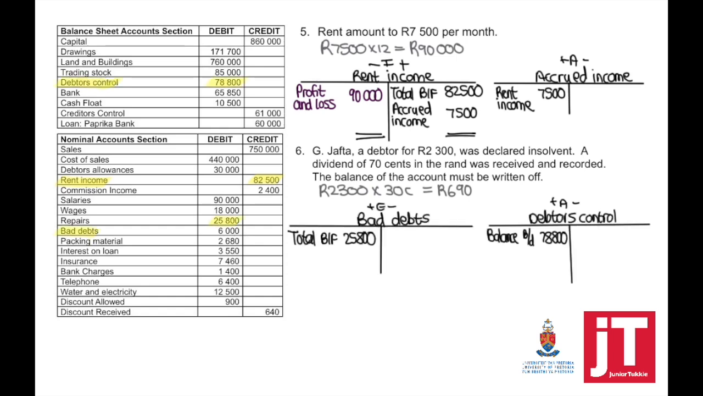Bad debts is an expense, which means the total brought forward will appear on the debit side. Debtors control is an asset, which means the balance brought down is on the debit side. Bad debts is going to be debited because our expense is going to increase with 690, account credited debtors control. At the end of the accounting period, all income and expenses are closed off, which means that bad debts, which is an expense, will be closed off to the profit and loss account.